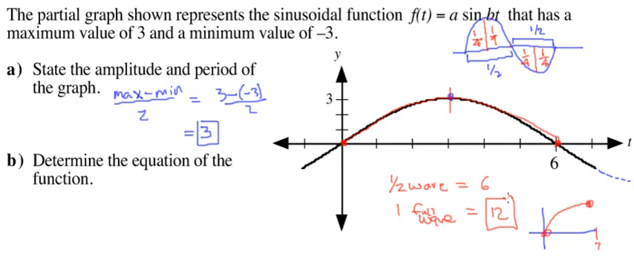So we have a period of 12. We have an amplitude of 3, and that means our function should look like, they said up above it was f of t is 3 sine 12t.